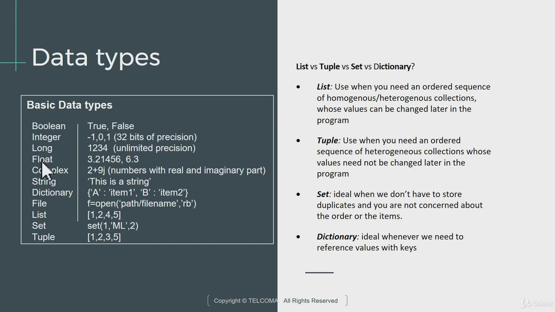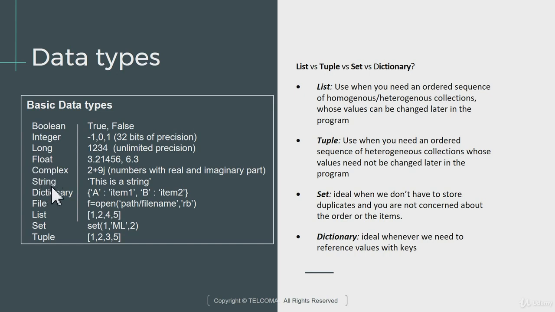Float would be the decimal value, 3.2, 6.3, or 1.456, and so on. Complex numbers are the numbers with a real and an imaginary part. Complex numbers do have a lot of use cases where they have to be used, but for this module, we'll temporarily ignore the usage of complex.